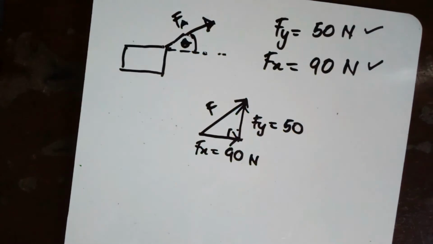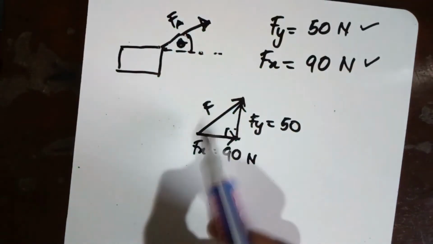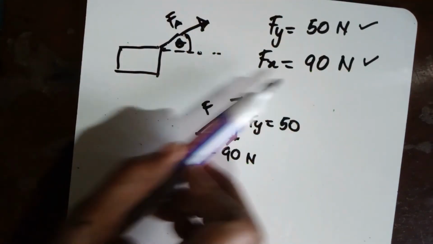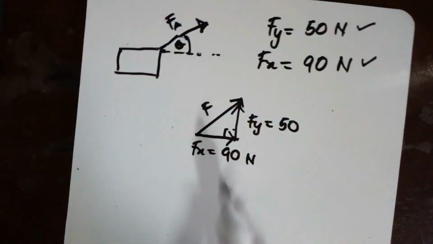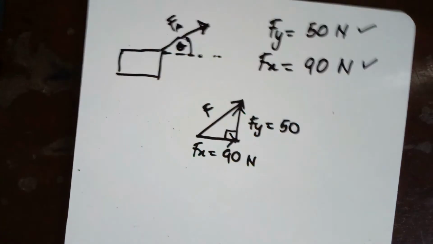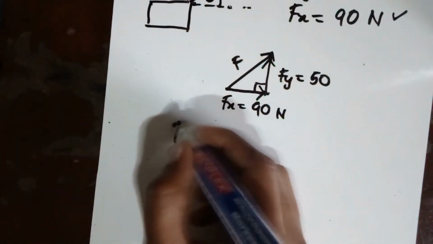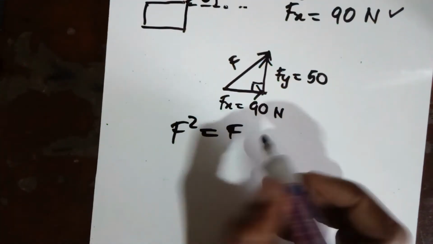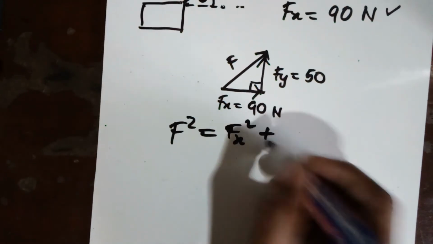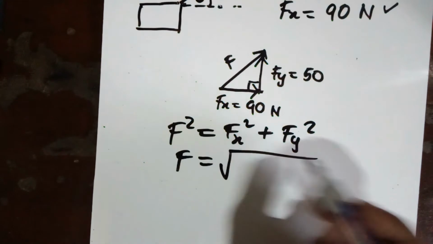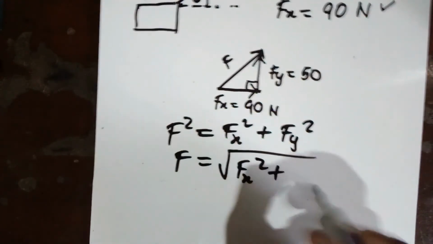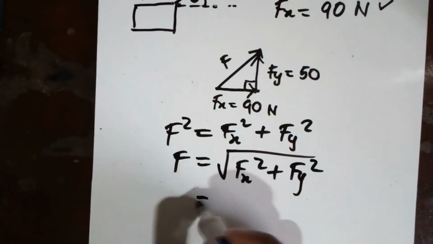So what we can then do is redraw that situation like this, where this would be F, which is our hypotenuse, this would be Fx, our x component, and this is our y component. Since it's a right-angle triangle, we can use Pythagoras' theorem to find the value of F, as we've shown earlier. So F is going to be the square root of Fx squared plus Fy squared.